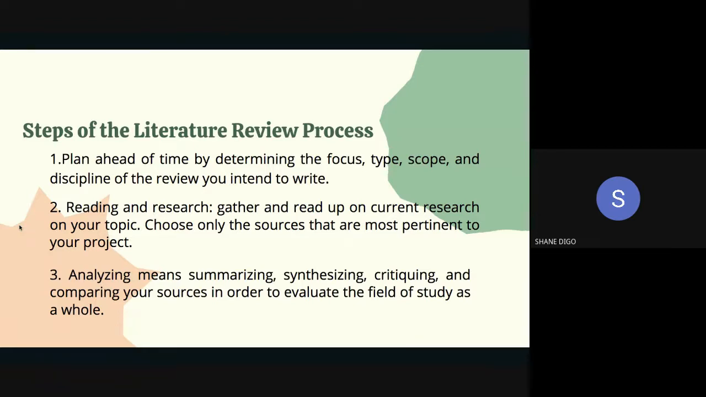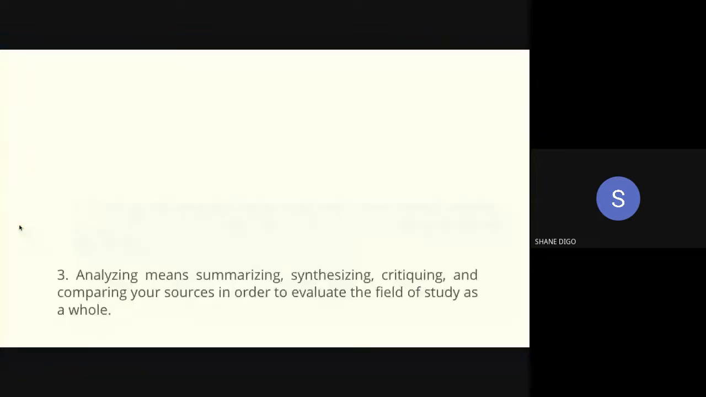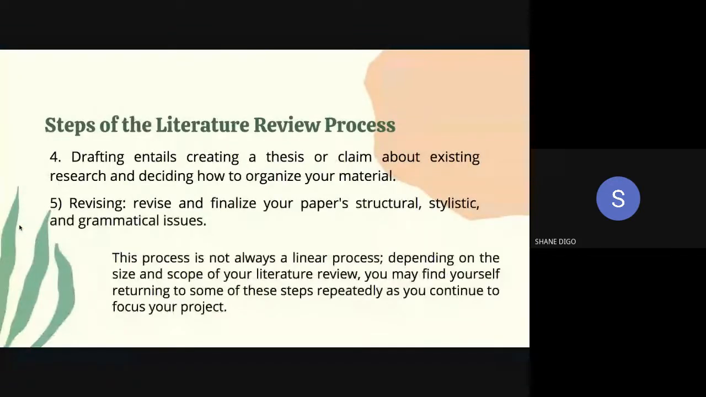Number 4, drafting entails creating a thesis or claims about existing research and deciding how to organize your material. Next is revising. Revise and finalize your paper's structural, stylistic, and grammatical issues. Remember that this process is not always a linear process, depending on the size and scope of your literature review. You may find yourself returning to some of these steps repeatedly as you continue to focus your project or research.